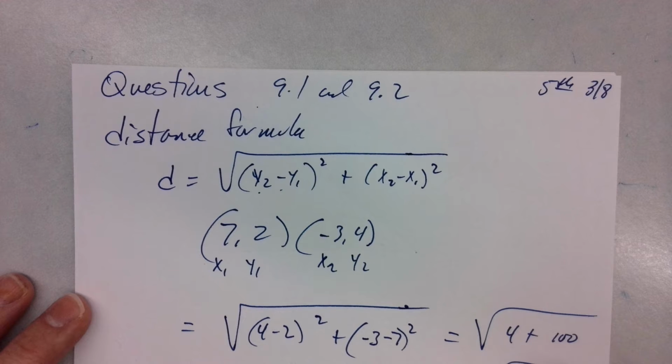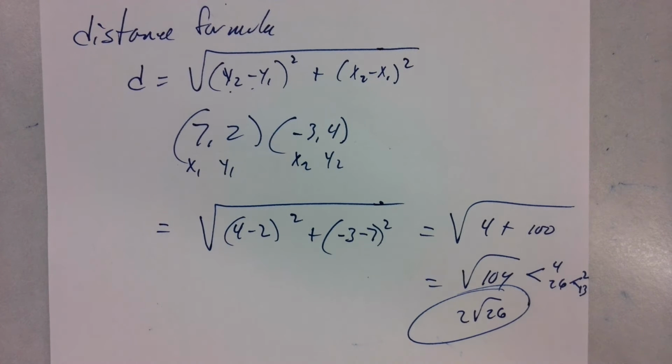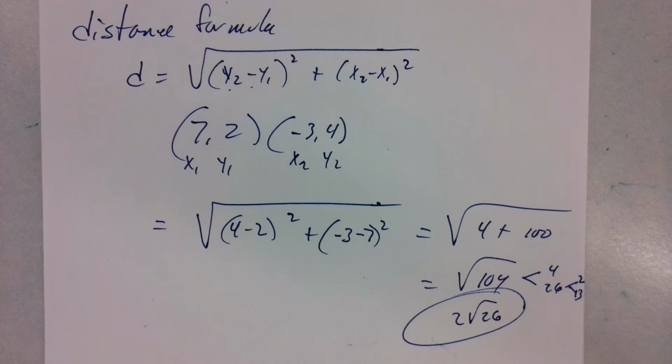104 is 4 times 26. 26 is 2 times 13, they're prime. 4 comes out as a 2. I think that's the answer. Okay, how about 9.2? Anything on the trig ratios?